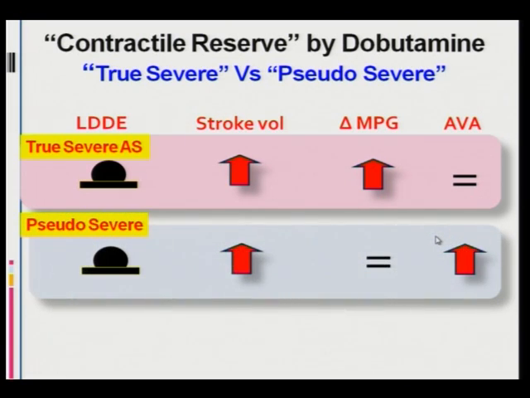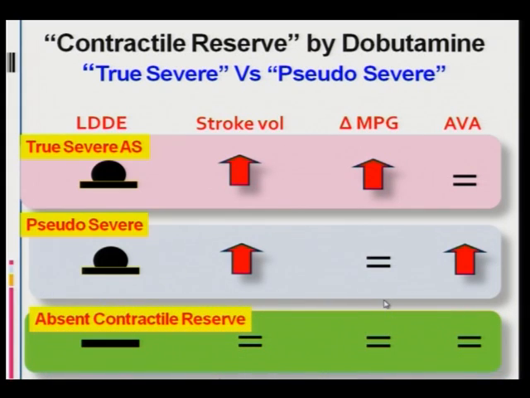On the other hand, in the pseudo-severe aortic stenosis, we find that as the stroke volume goes up, the left ventricle is able to open the moderately stenosed aortic valve a little more, and hence the aortic valve area increases. So we have two situations, true severe aortic stenosis and pseudo-severe aortic stenosis. In true severe aortic stenosis, the area does not change. In pseudo-severe aortic stenosis, the area will change, but the mean gradient will not change.